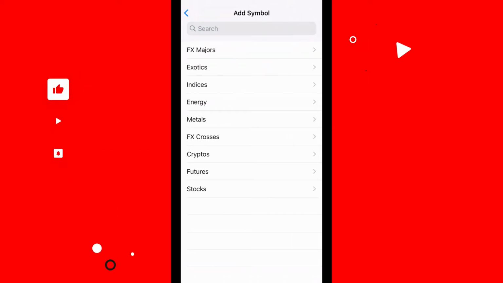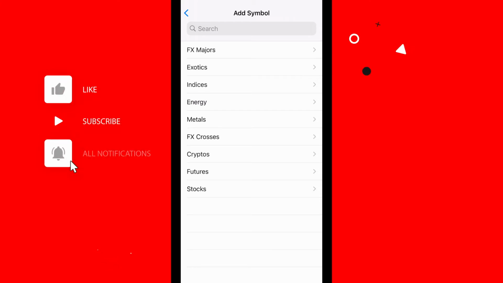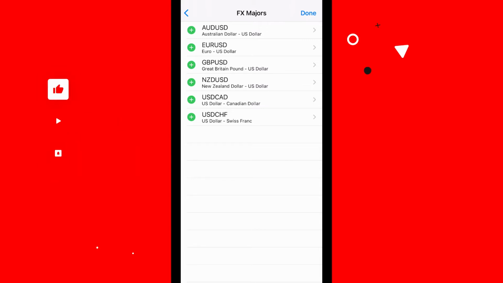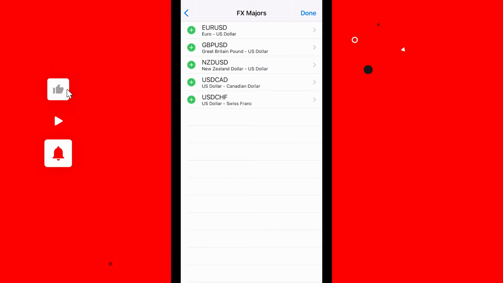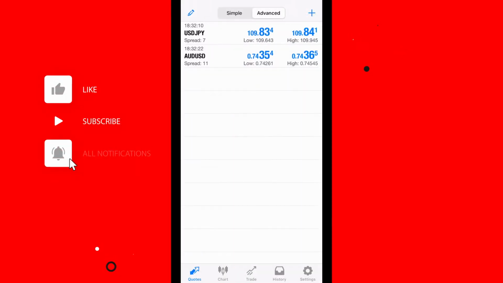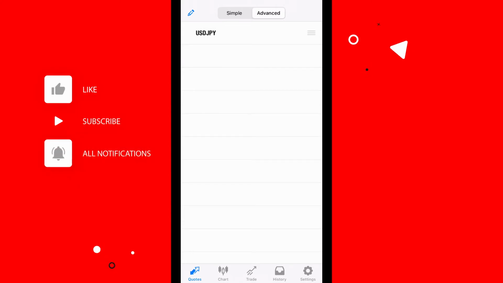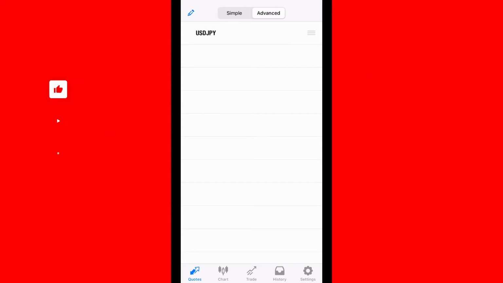Now, your main cryptocurrencies or currencies to exchange are going to be here in the FX majors. So you would just click the plus sign like this, and it will add that. And then you'll see on the next page it's added here. And if you want to erase it, all you have to do is click the pencil and then click the garbage can. If you have active trades in your pair, it won't let you do that.